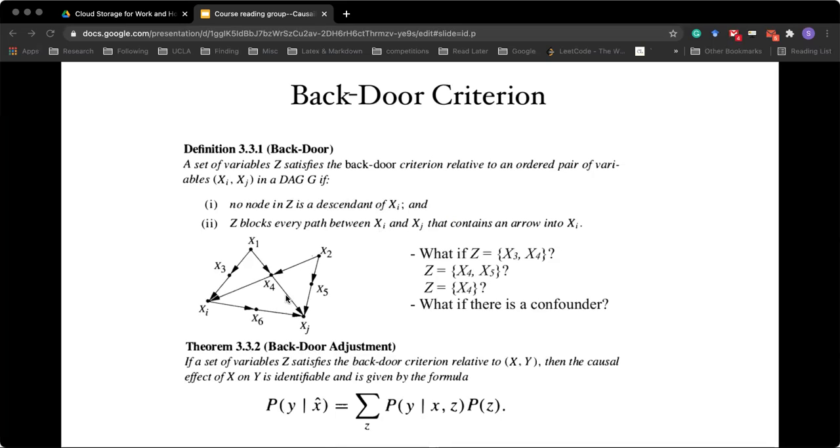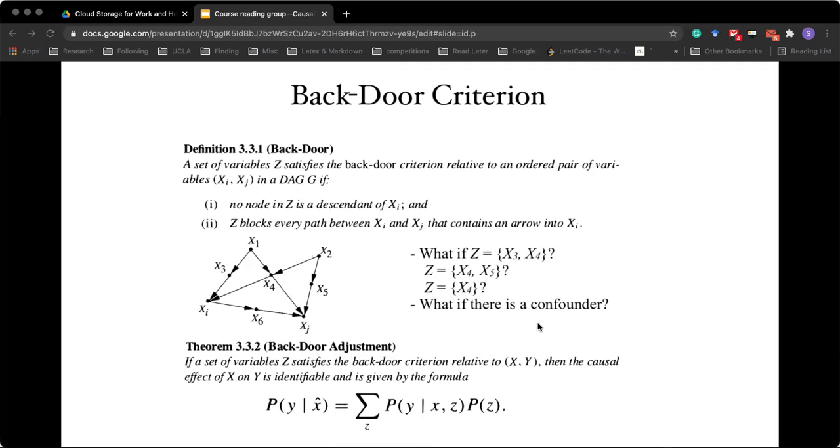The example is something like here: Xj, X4, X1, X3, Xi. This is a path and has an arrow into Xi. If the node set Z can block all those paths, and no node in Z is a child of Xi, then we say this set Z satisfies the backdoor criterion. The example here is that X3, X4 could be such a set, and X4, X5 could be such a set, but X4 itself cannot be such a set, because if we only have X4, there is another path: Xj, X5, X2, X4, X1, X3, Xi. This M-shaped path is not blocked because here X4 is a collider.